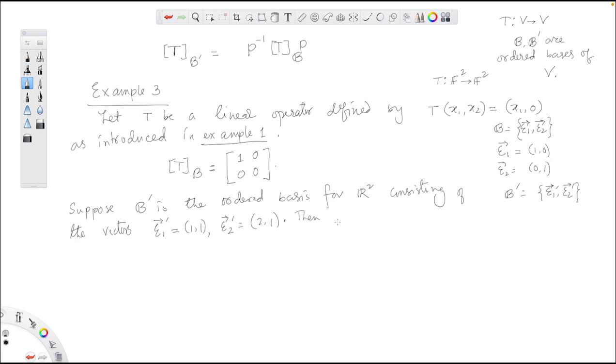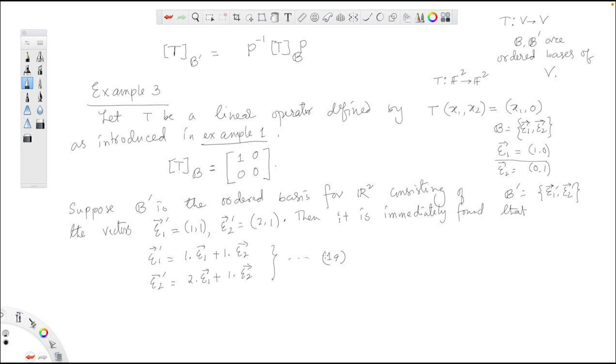Then it is immediately found that epsilon 1 prime is equal to 1 times epsilon 1 plus 1 times epsilon 2, and epsilon 2 prime is equal to 2 times epsilon 1 plus 1 times epsilon 2. We number this as equation number 19.